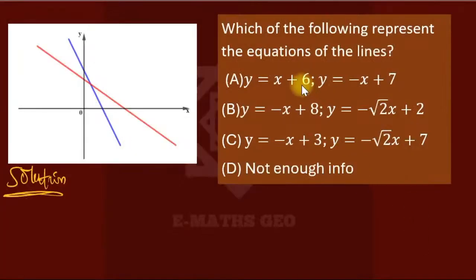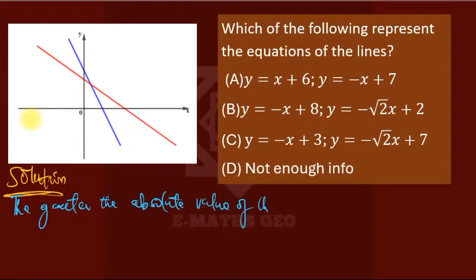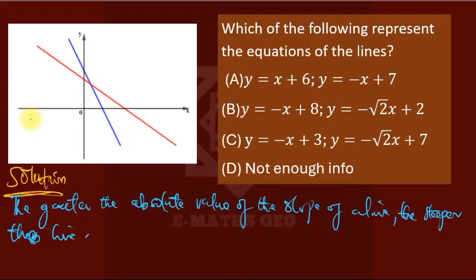Which of the following represents the equation of the line? Before we go to the equation, we need to know this: the greater the absolute value of the slope of a line, the steeper the line. So that's one thing.